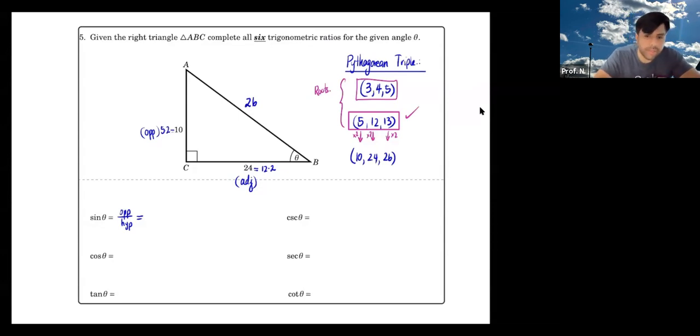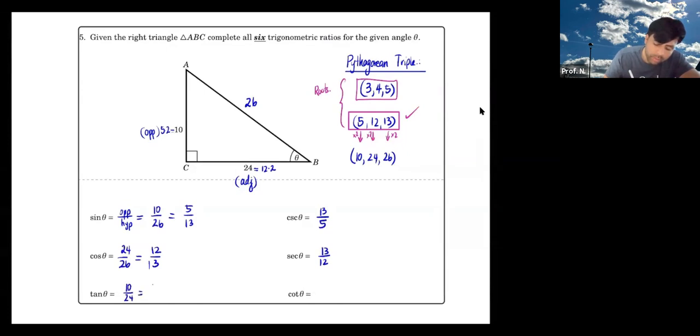And then from here on, finding everything should be pretty straightforward, right? Sine is opposite over hypotenuse, so I got 10 over 26, which really reduces to 5 over 13. And then once I know this, I know cosecant, which is just the reciprocal, 13 over 5. What's cosine? Cosine is the adjacent side over hypotenuse, which is 24 over 26, but if I reduce it, I get 12 over 13. If I know cosine, then I know secant, 13 over 12. Tangent, opposite over adjacent, 10 over 24, equals 5 over 12. Then the cotangent is 12 over 5.